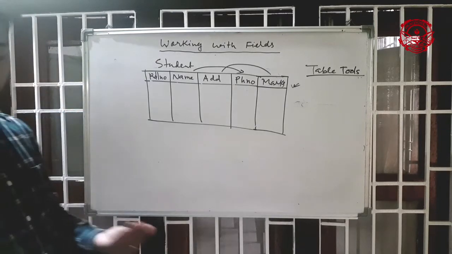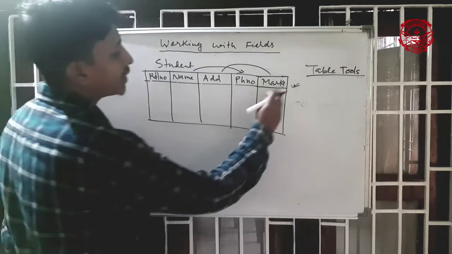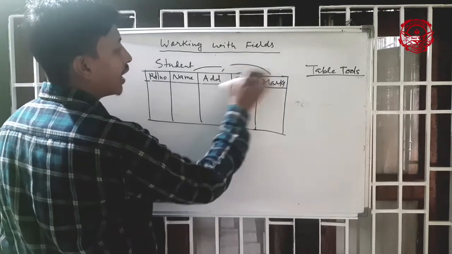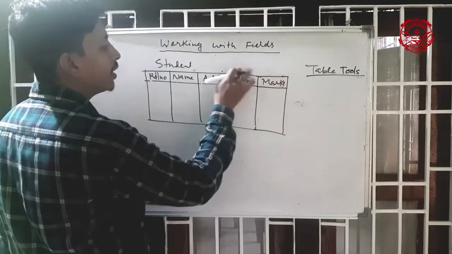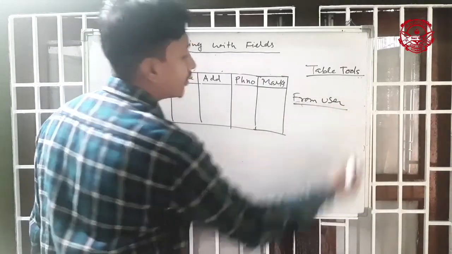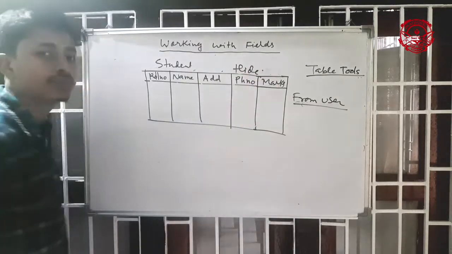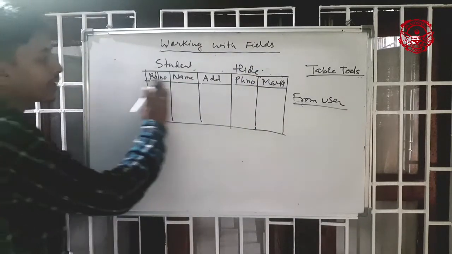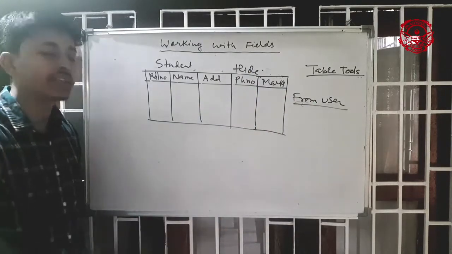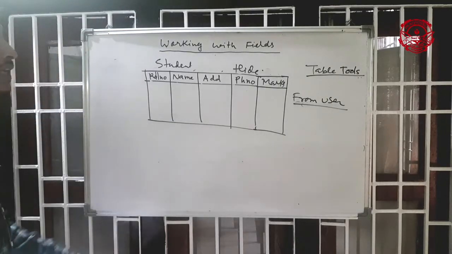Now the next thing is hide or unhide a column. You can hide any column. For example, I want to hide this phone number from the users. You can hide this phone number from the user, but the other options are all available. Only the phone number is not visible in the datasheet view. You can do this with the help of hide a field or hide a column.